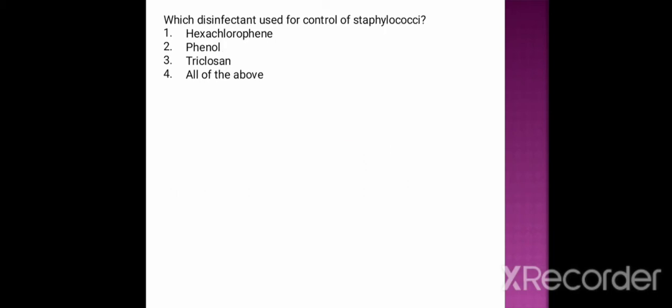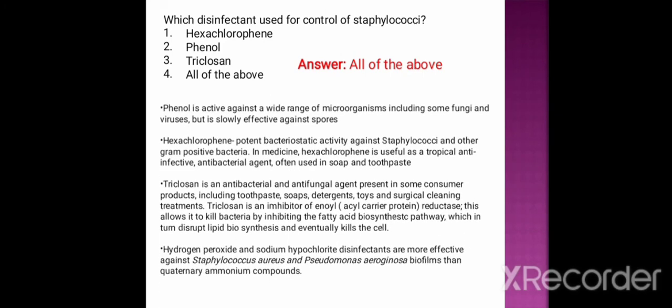Next, which disinfectant is used for control of staphylococci? Option 1 hexachlorophene, option 2 phenol, option 3 triclosan, and option 4 all of the above. And the correct option is all of the above. That is, to control staphylococci, hexachlorophene, phenol and triclosan may all be used. Staphylococcus is a gram-positive bacterium.